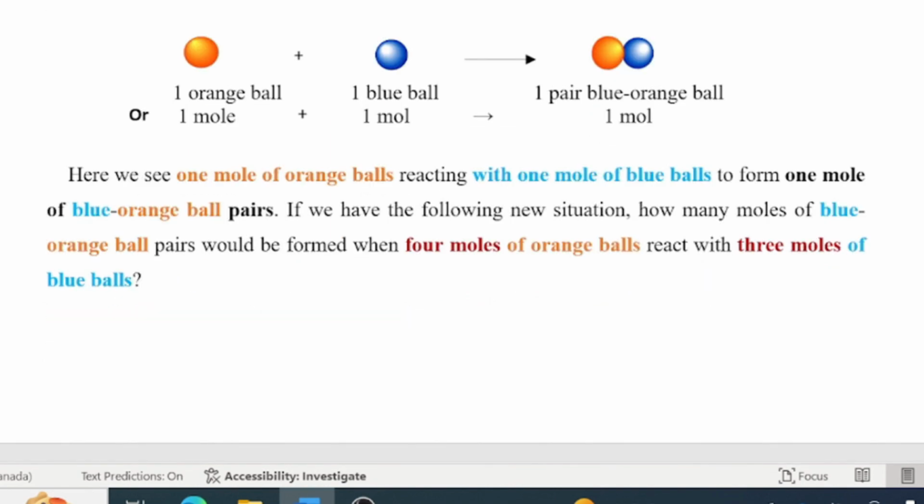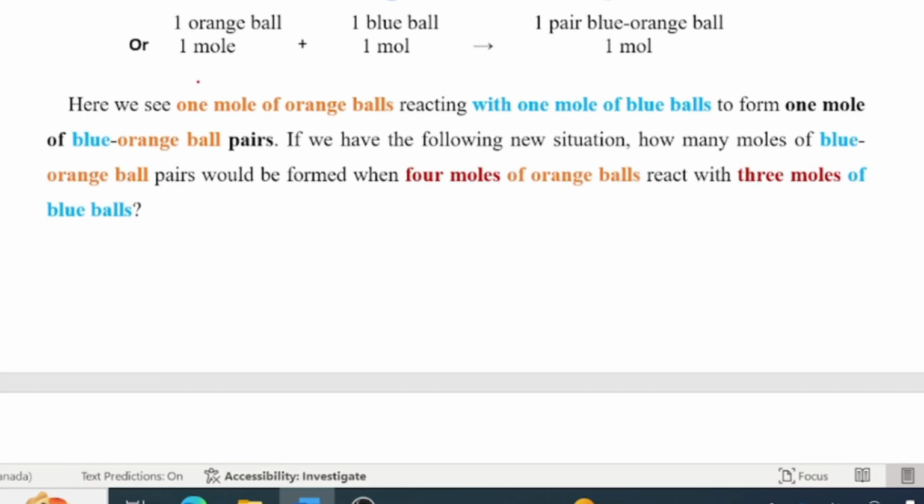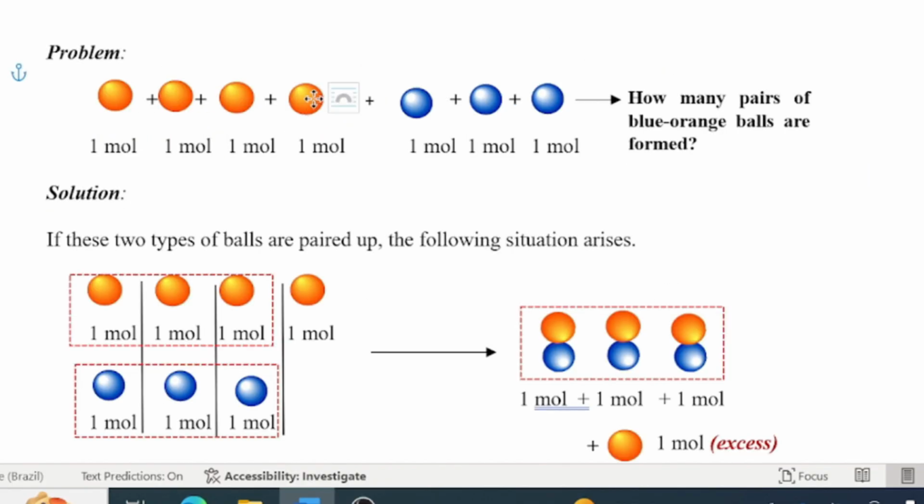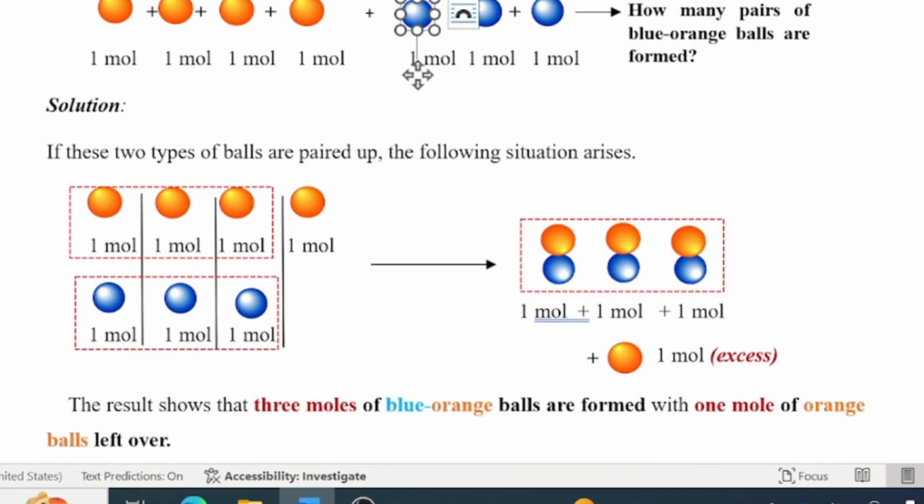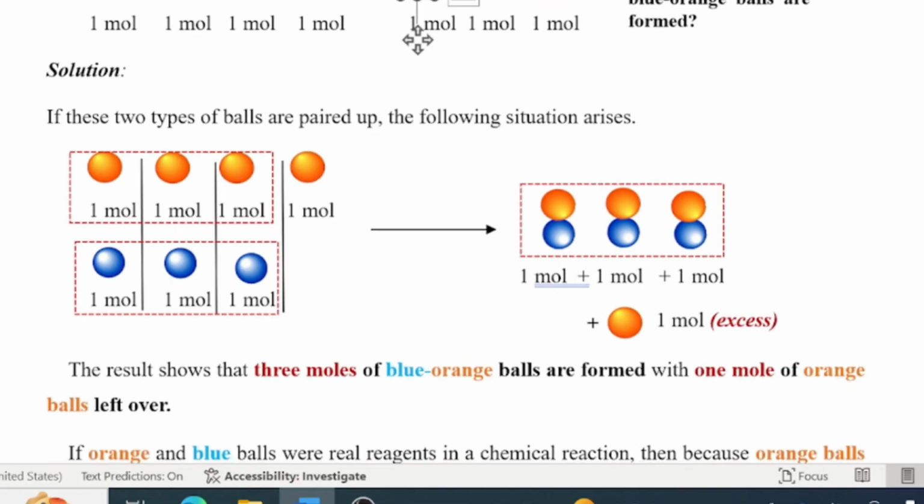If you go back to our orange ball, blue ball pairing up, you can see again 1 mole of that reacts with 1 mole of that to give you 1 mole. So you're given 4 moles of orange balls and 3 moles of blue balls, and you're asked now to find how many pairs or how many moles of blue-orange balls. Here you can see again you only get 3 pairs here, or 3 moles.